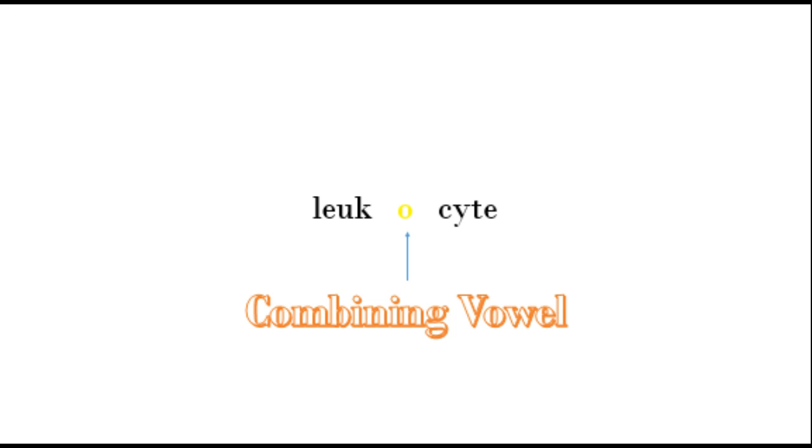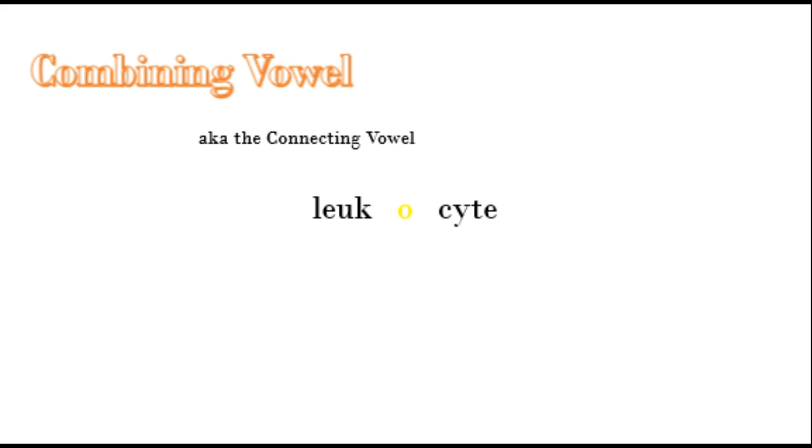Some words contain more than one word root, such as the term leukocyte. In leukocyte, leuc and cyte are both root words. You may notice the O inserted between leuc and cyte. This is called a combining or connecting vowel. Combining vowels are often used when one word element ends with a consonant, and another adjacent word element begins with a consonant.